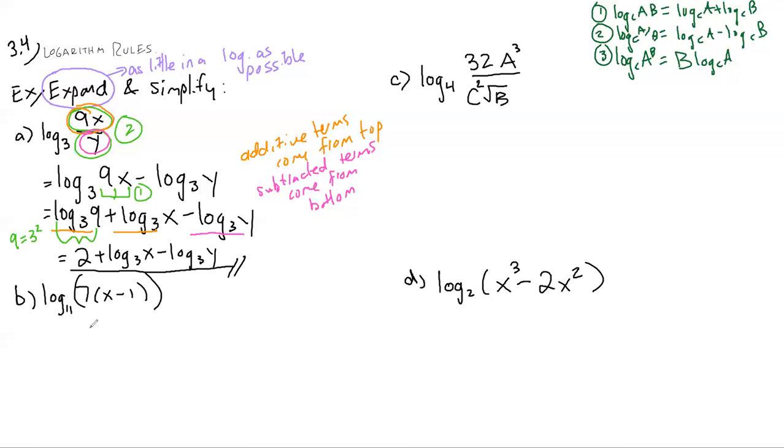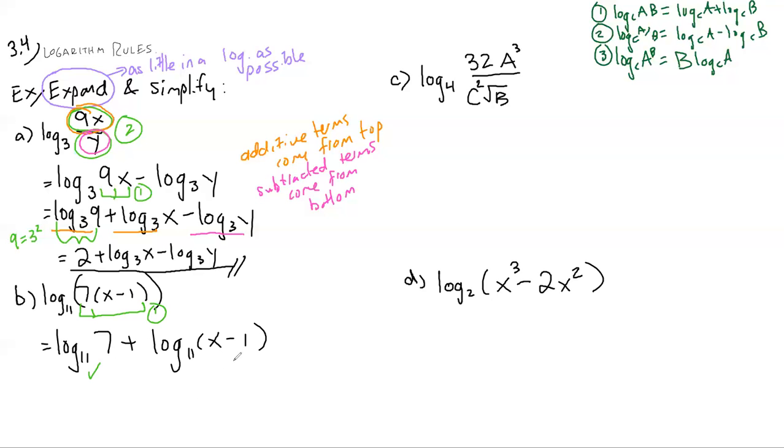Okay, so for b, I've got log base 11 of 7 times x minus 1. I've got this multiplication. That's going to allow me to apply rule 1. So I have log base 11 of 7 plus log base 11 of x minus 1. And log base 11 of 7, that's not going to reduce any further. 7 is not a power of 11, so that is basically done.